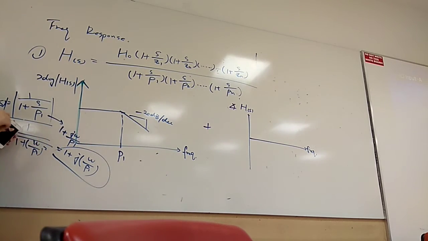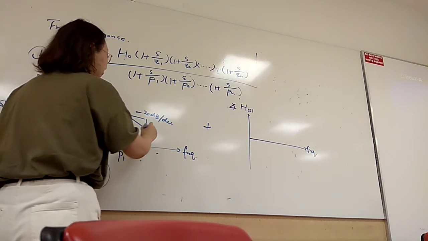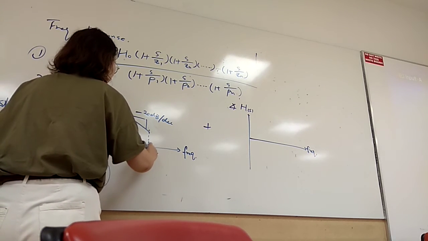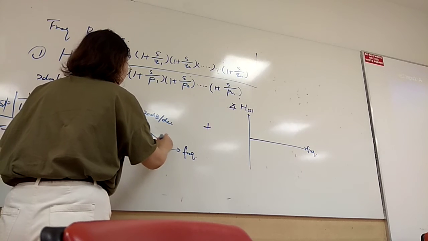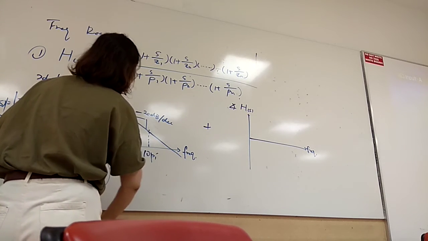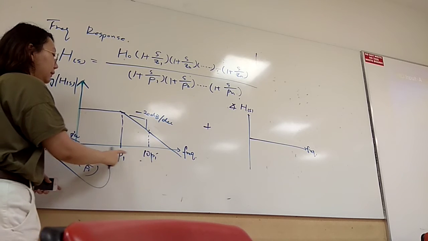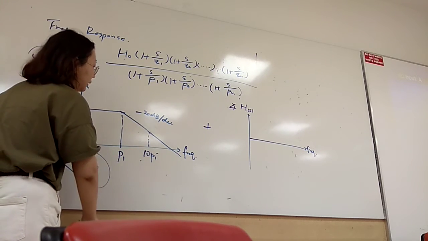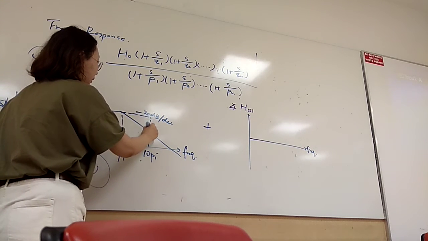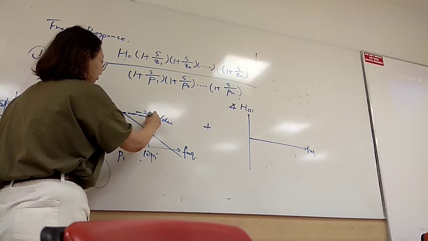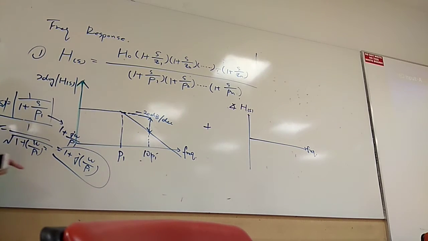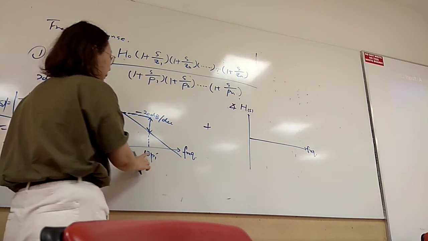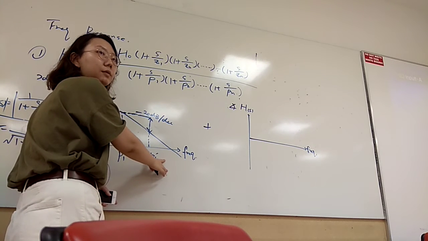Okay, for this system, it's a single pole system, so you will only have one pole. Alright, if you only have one pole, here is 10 times of p. So from p to 10 times of p, the drop in your gain is 20 dB, right? So here is your 20 dB. And from 10p to 100p, what's the drop in your gain?